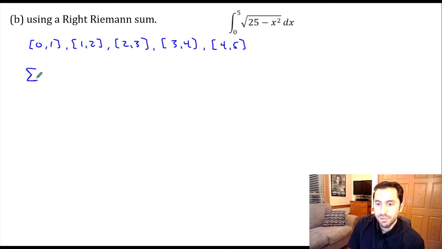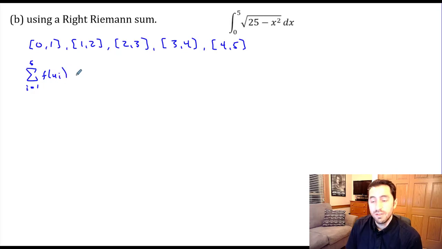And our notation, so we have sigma, i equals 1, and we're going up to 5 because we have 5 subintervals. And we have f of u sub i. In this scenario, each u sub i, since we're doing a right Riemann sum, will be the right endpoint. And we're going to multiply by delta x sub i, which, again, for us is going to be a width of 1. Each subinterval has that width. So we have our right endpoints.